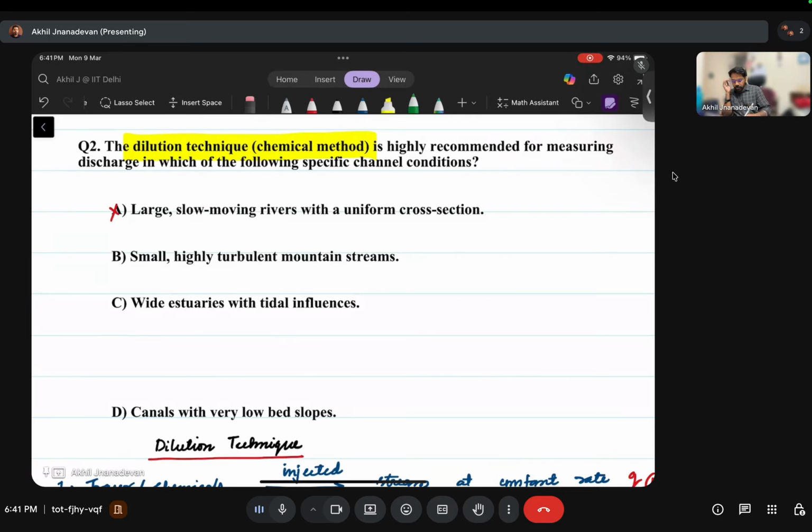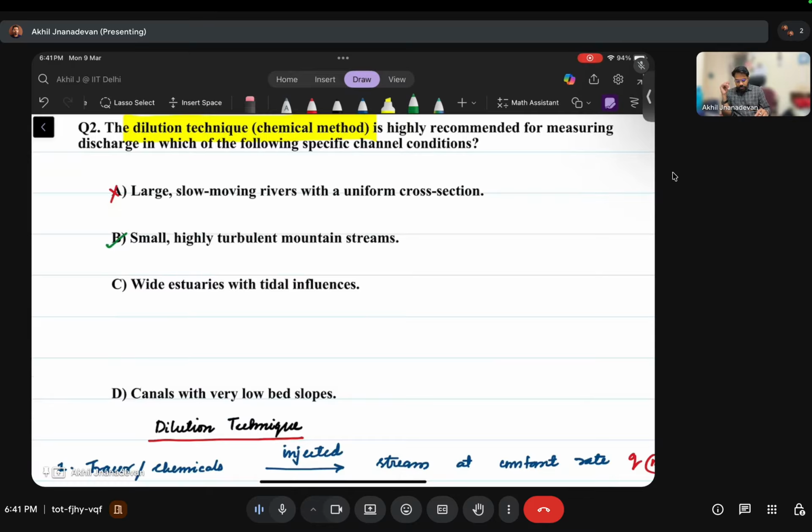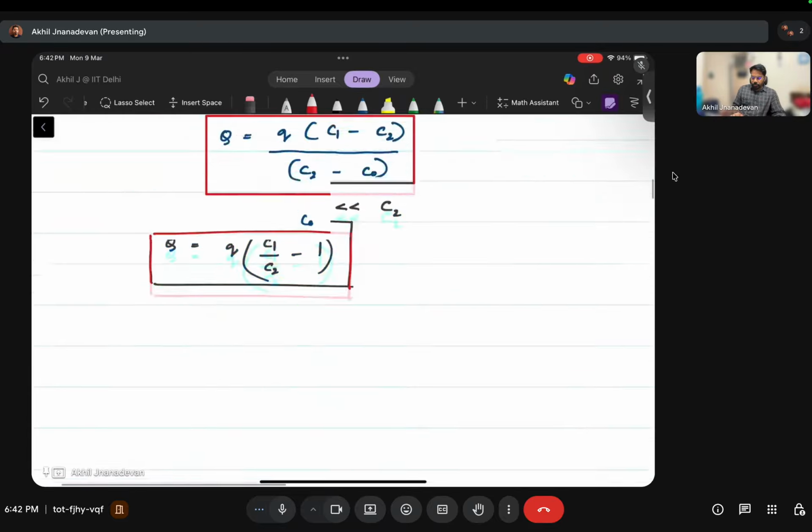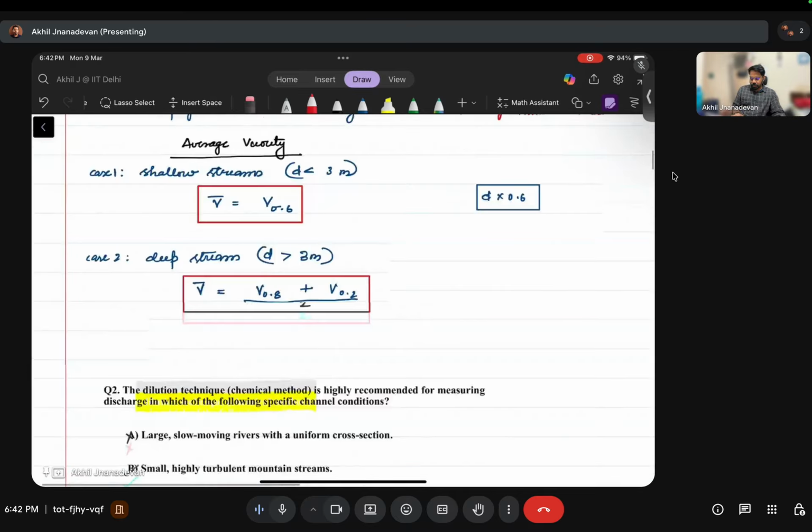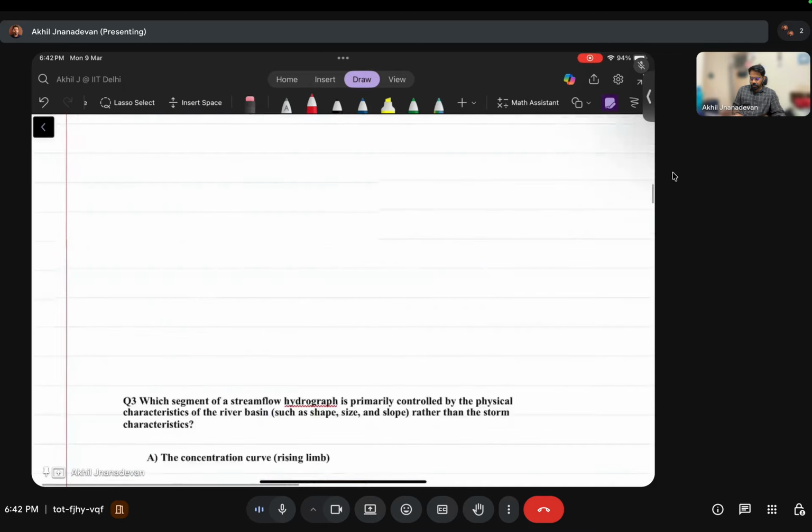The second is the right option, option B. Wide streams with tidal influence, there also we cannot use this, right? And the fourth one is canals with low bed slope. No. So if you want to use it, it should be turbulent and small, in locations where it is difficult to measure the velocity with the help of a current meter. So I hope the theory is clear about the dilution technique that we have covered.